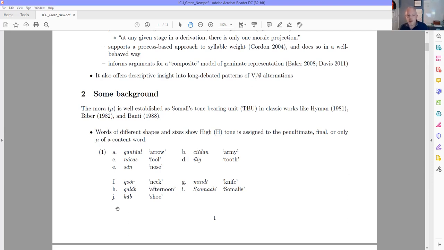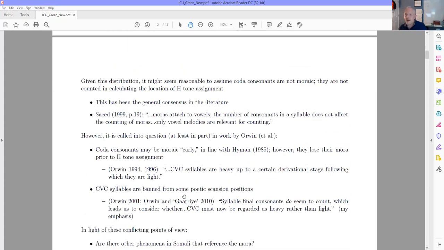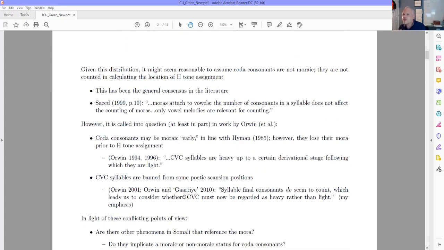The separation here is because the first group, one A through E, are masculine grammatical gender words, and then feminine grammatical gender, F through J. So there is a well-known correlation between the location of high tone and grammatical gender. Just looking at this distribution alone, it might seem reasonable to assume that coda consonants aren't moraic. They seem not to be counted in calculating the location of high tone assignment. And this has actually been the general consensus in the literature.